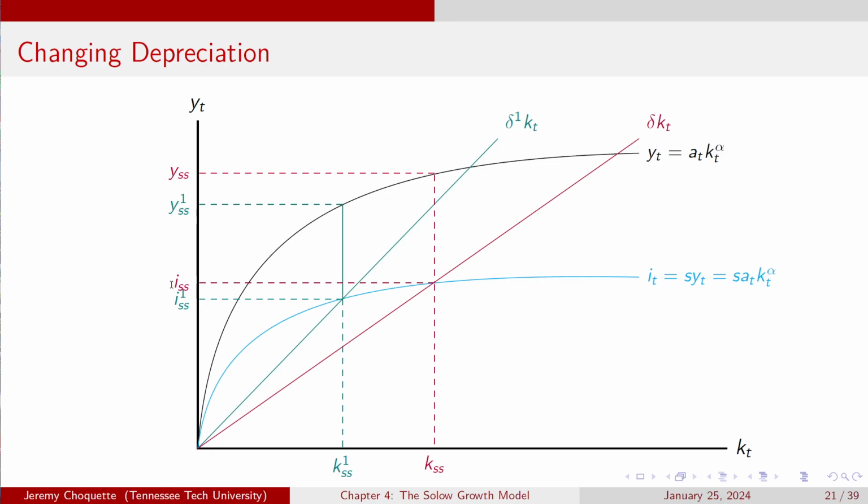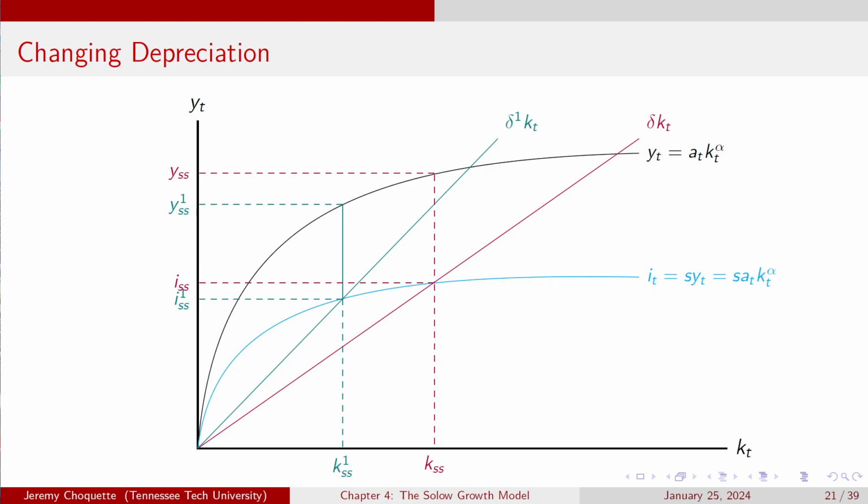Steady state investment falls from ISS to ISS1. Steady state output falls from YSS to YSS1. Now, when the depreciation line shifts inwards, that's the only line that moves. Output doesn't move, investment doesn't move. Why is that? Because there's nothing fundamentally changing output. You might be changing the level of output, but you're not doing anything to move the output curve. The only thing that would do that is changing that A term.